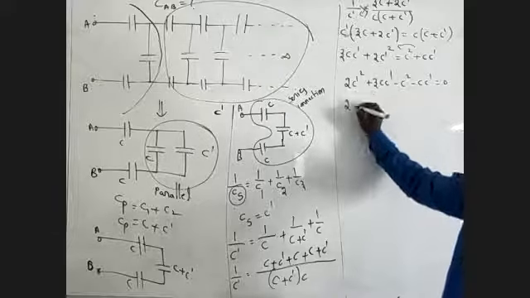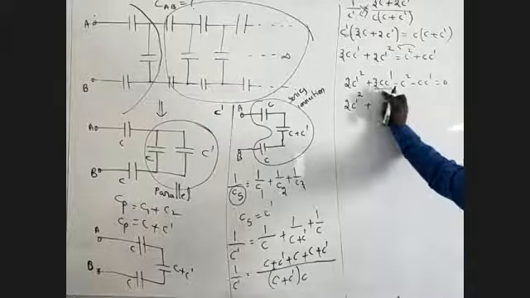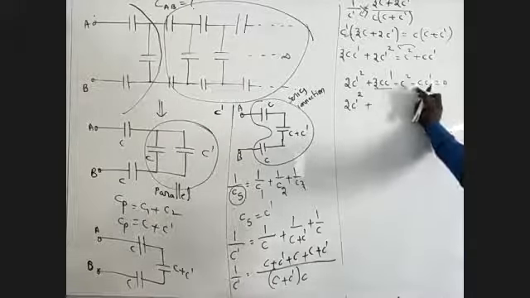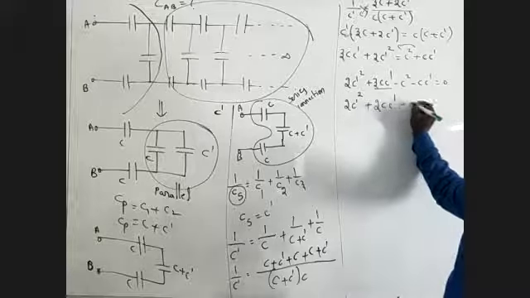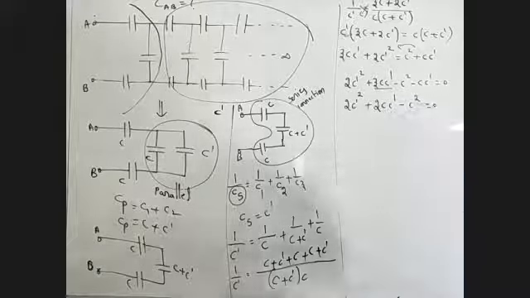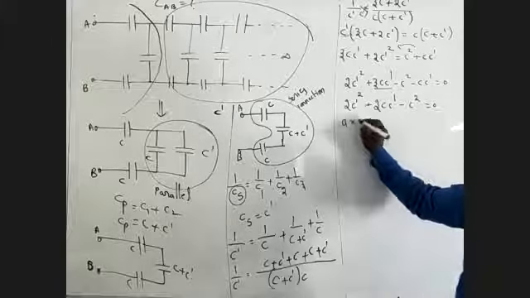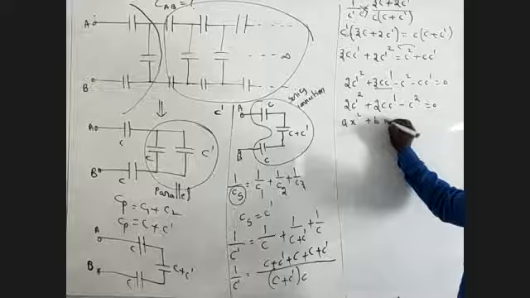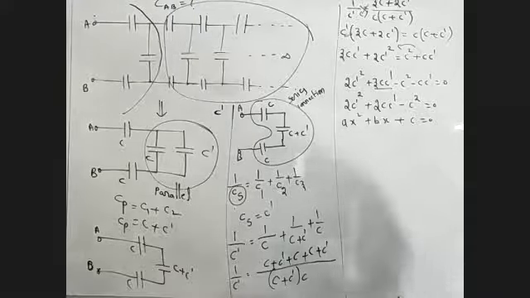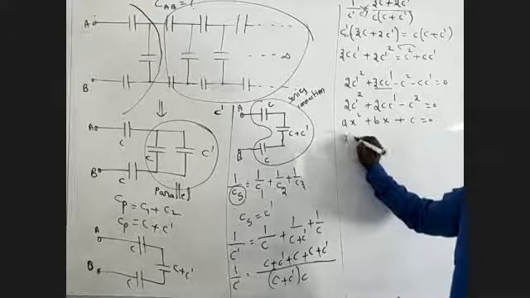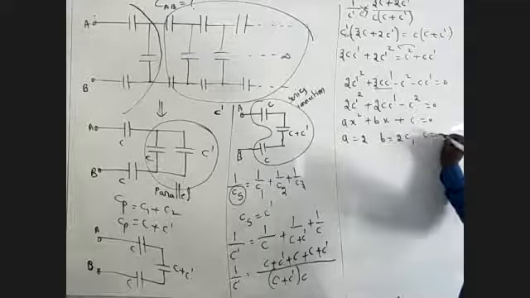This is 2C' squared plus 2C' minus C squared is equal to 0. This equation is compared to the quadratic equation ax squared plus bx plus c is equal to 0. So what is the a value? a is equal to 2, b value is equal to 2C, c value is equal to minus C squared.